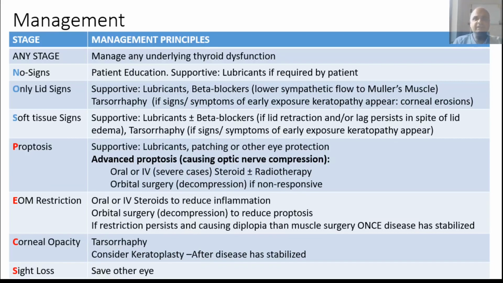This table summarizes what we have discussed so far with regards to the management of thyroid eye disease. And at any stage that the patient is presenting to you, the first thing to do is to manage underlying thyroid dysfunction. If the patient comes in a no sign stage, i.e., no ocular sign, just a systemic sign, proper patient education, telling him or her, mostly her, about what possible changes can occur in the eye and what we can do about them, and how to pick up symptoms of those pathologies that can affect the eye.